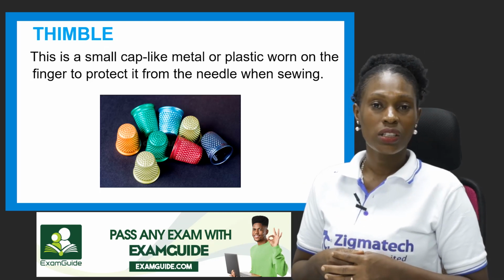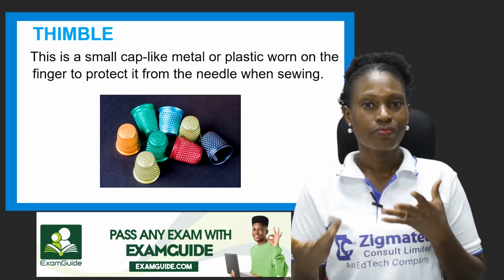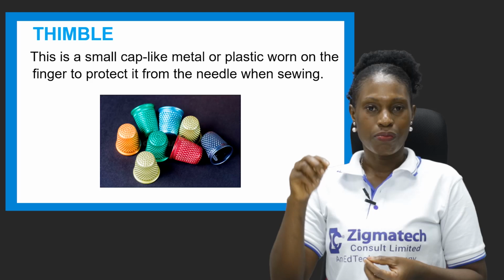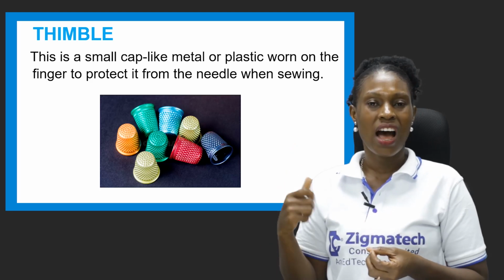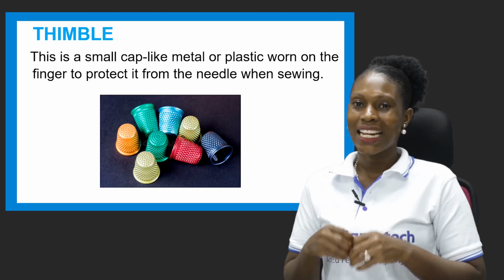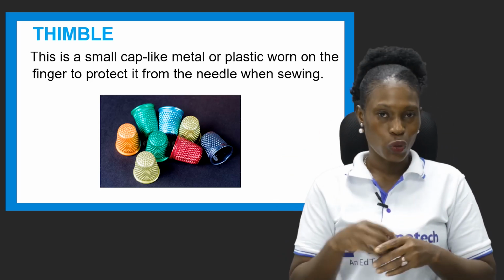You know, sewing or making a dress is something that exposes you to needles, pins and all of that, because of the sharp objects that are involved. So when you wear a thimble, it helps to protect your finger from those pierces.